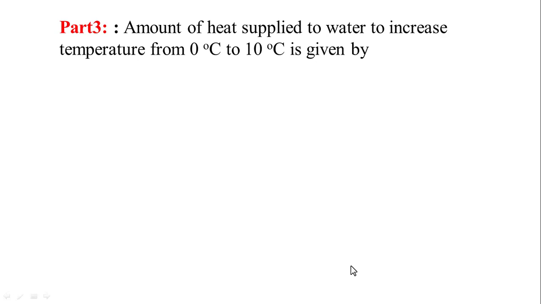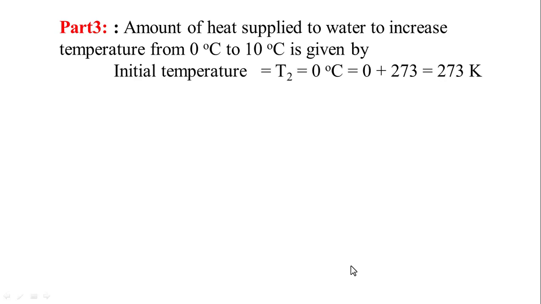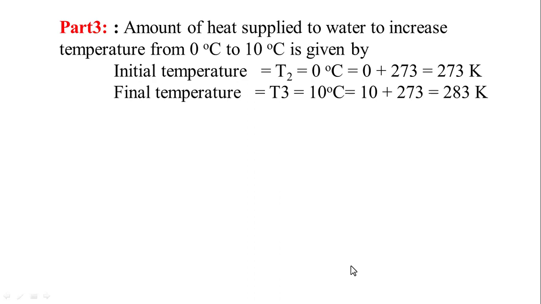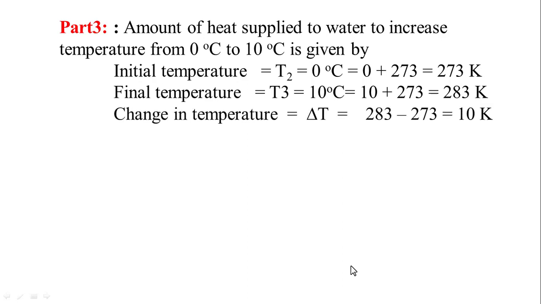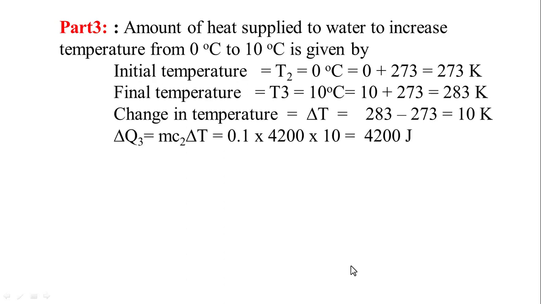Celsius to 10 Celsius. Then we have initial temperature T2 equal to 0 Celsius, which is 273 Kelvin, and final temperature T3 equal to 10 Celsius, which is 283 Kelvin. Now the change in temperature is equal to 10 Kelvin. So we can find that delta Q is equal to M C delta T. Then 0.1 multiplied by 4200 multiplied by 10 is equal to 4200 joule.